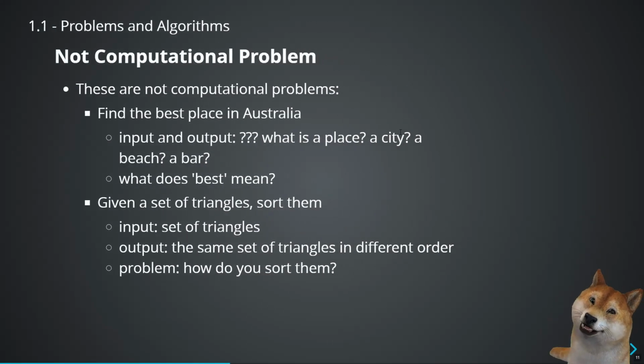And these are examples of, well, these are not computational problems. If I just tell you, go find the best place in Australia, why is that a bad problem? Because you don't know what the input is. Like, what is a place? A city, a beach, a bar? What does best mean? How do you relate the inputs? Even if you work out what a place is, how do you know that it's best? How do you quantify a place?